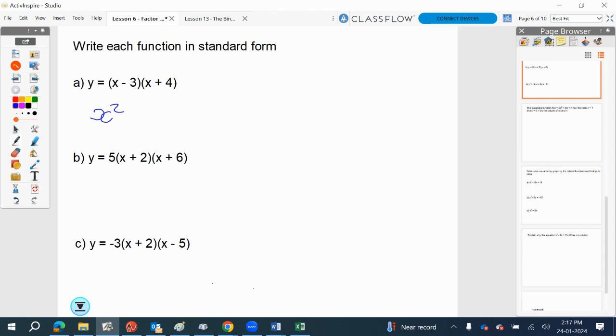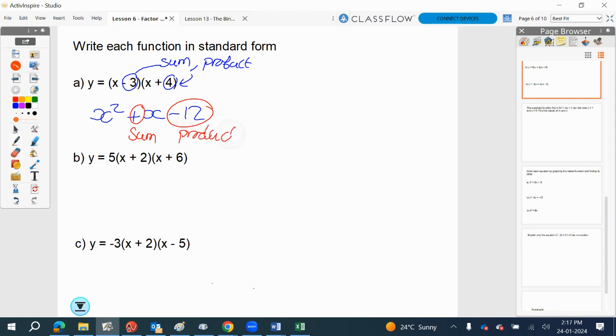The x term, take these two numbers and add them together. What do we get? -3 plus 4, we get 1. So we get plus 1x. Take these two numbers and multiply them. We get -12. So I can do this in one step. These two numbers, we need the sum of these two numbers, and we need the product of these two numbers. So this one here is the sum. This number here is the product. This idea of sum and product of those two numbers inside your factors is everything.